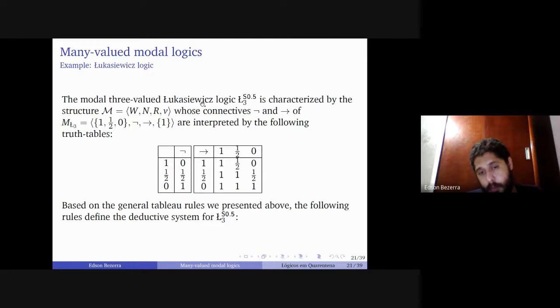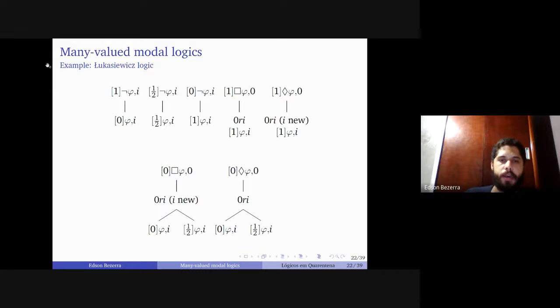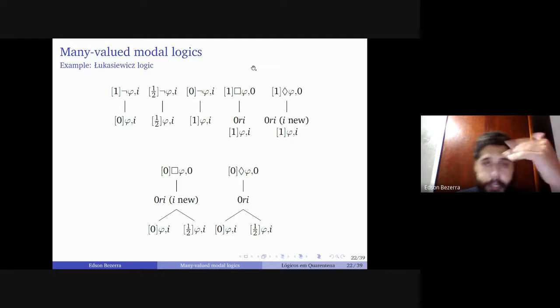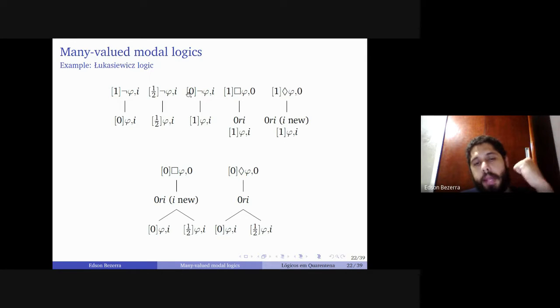So based on the rules I presented before, we have these rules here. For negation, when not phi has the label 1, we have phi with 0. So negation of the intermediate value preserves the same value. Negation of the label when it's false, we have a true formula. The box expands only to a single branch because 1 is the only designated value.